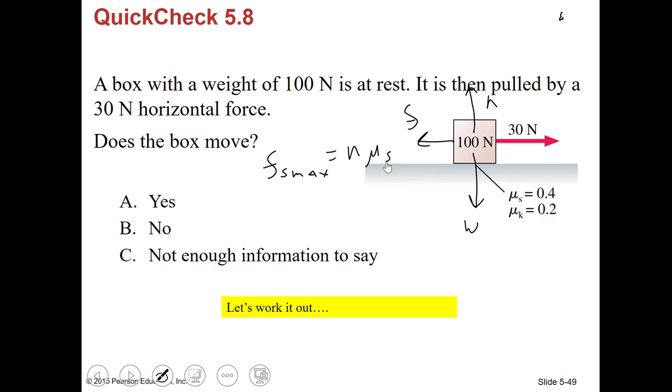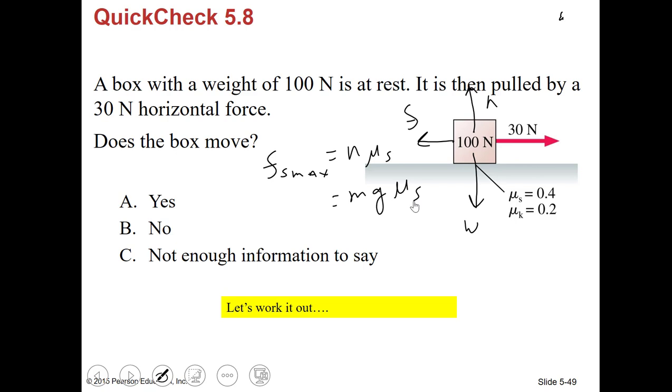Now in this picture, the normal force is up, the weight is down. Those are the only vertical forces. The normal force is equal to mg. mg times mu sub s. So what we're trying to figure out is, is the maximum static friction less than 30, or is it greater than 30? That'll tell us if it moves or not. If the maximum amount of static friction is greater than 30, it's not going to move.